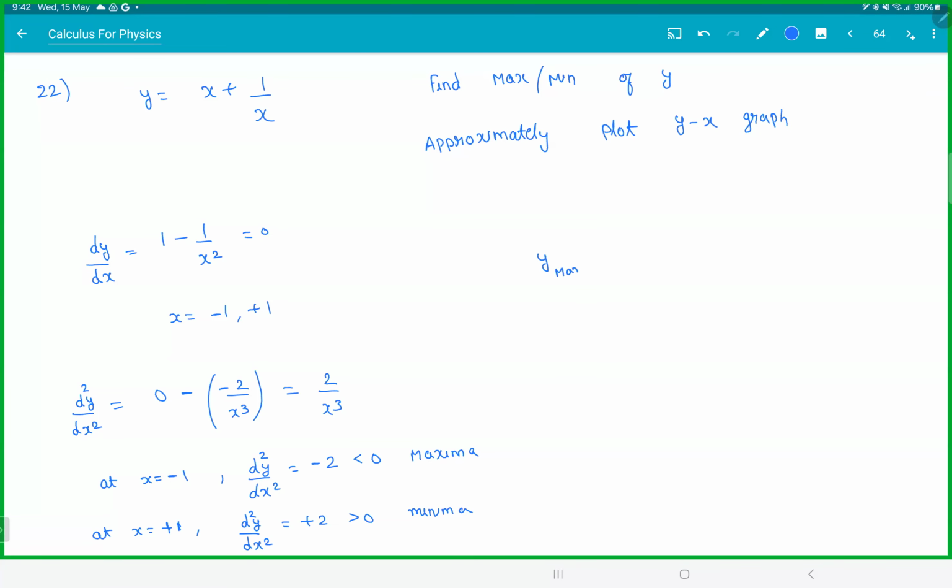So y maxima occurs at x is equal to -1, that is the point -1, -2. Y minima occurs at x is equal to +1, that is the point +1, +2. Did you notice something? Maxima is -2, minima is +2.